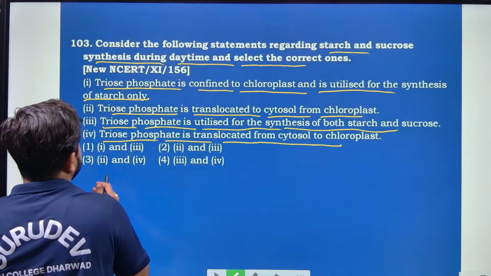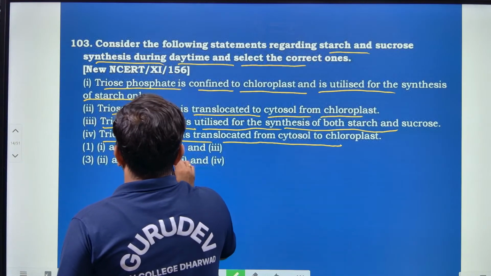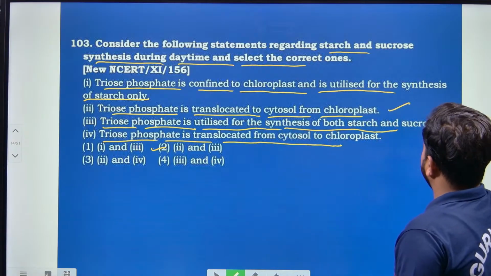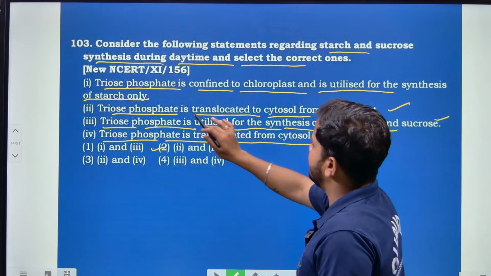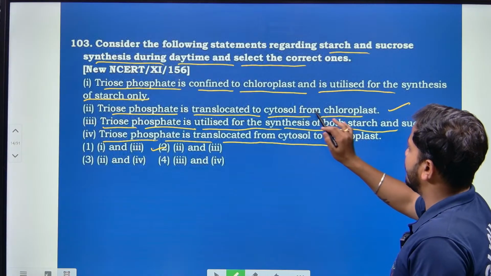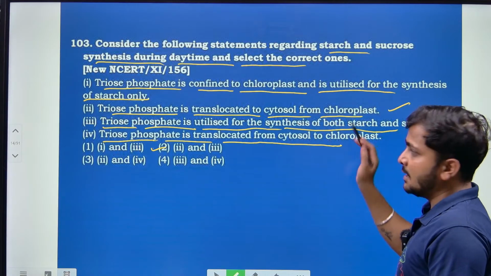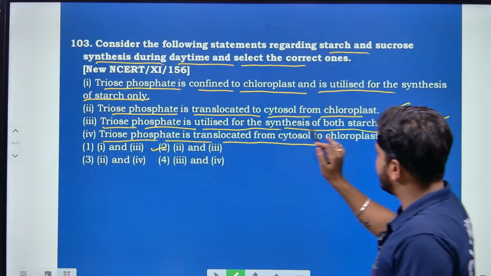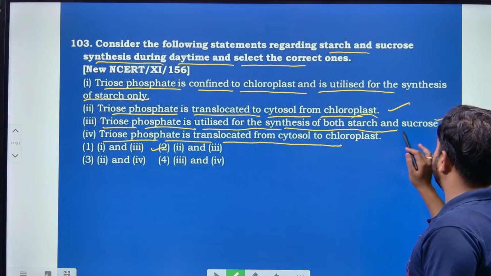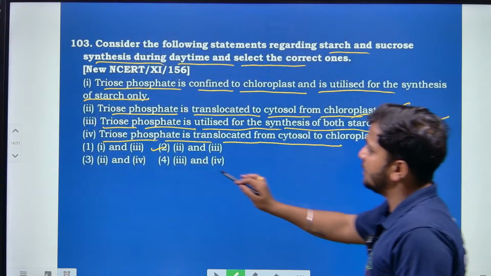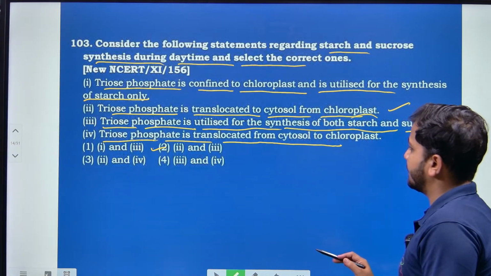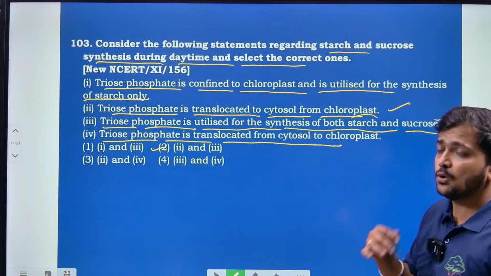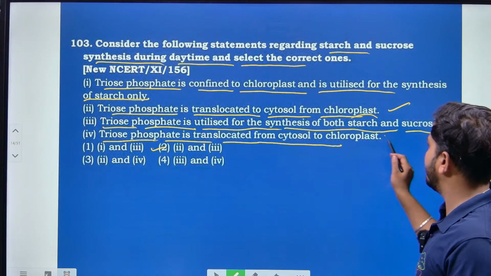So according to this, if you consider 3 and 2, that is correct. So the triose phosphate is translocated to cytosol from chloroplast. That is what we are going to find out. Then the triose phosphate is utilized for the synthesis of both starch as well as sucrose. So here 2 and 3 are correct. Triose phosphate is translocated from cytosol to chloroplast, they are saying. So this will not take place.